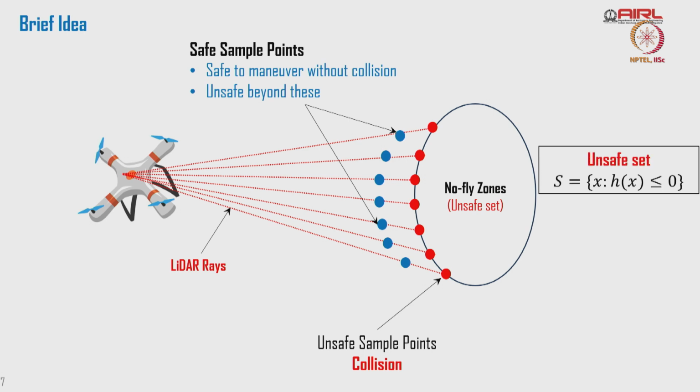Okay, so what is the unsafe set? For the unsafe set, the control barrier function will be less than or equal to 0. We say it is strictly unsafe when it is less than 0, right? So what we can conclude is that the drone can come till this point and then it should maneuver, right?